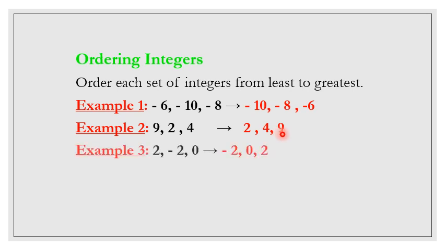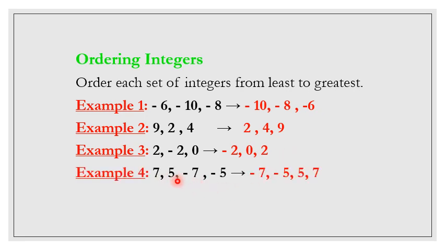Example 3, I have 2, negative 2, and 0. I know negative integers are less than 0. So I'll start with negative 2 as the least value, then 0, then positive 2, because I know positive integers are greater than 0.